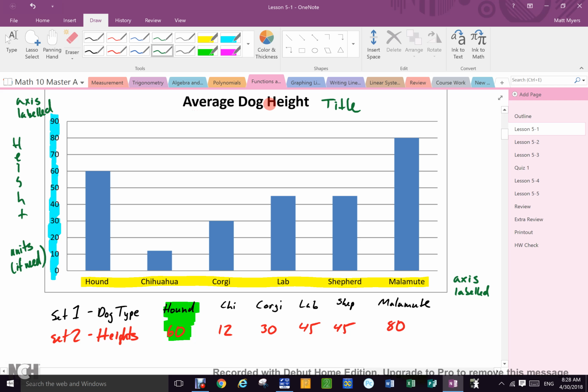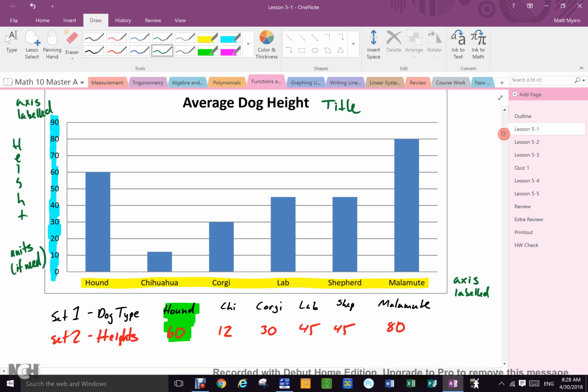So if I said average dog height in centimeters at the top, would I need to put centimeters over here? Yeah, I think so. If I had it in the title, I wouldn't. Oh, no. Okay, because I've already labeled the height. So that was supposed to be coming later, but since Aiden brought it up, I'll take care of it right now. Everybody is good? All right.